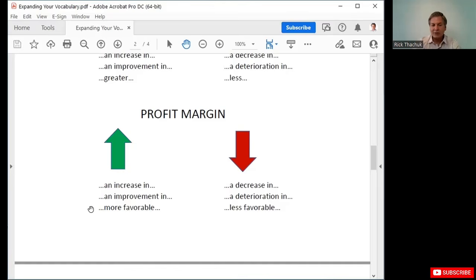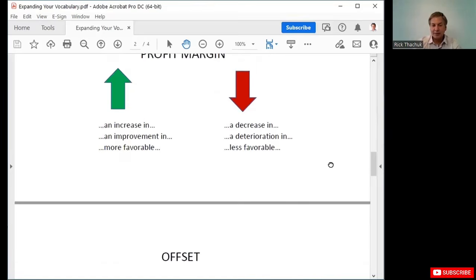And this one is very nice too. More favorable profit margin. So we might say that profits were higher due to a more favorable profit margin or less favorable profit margin. So these then are the typical characterizations that we use for discussing these key elements. And these key elements will be part of the financial analysis that we perform.